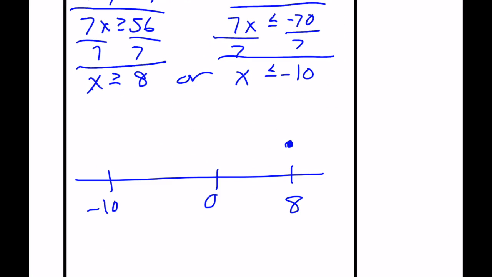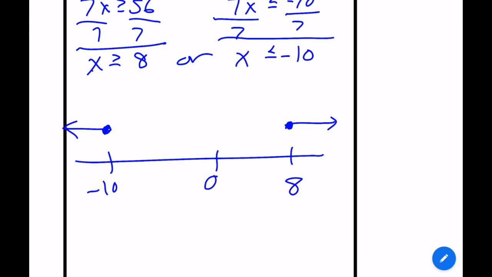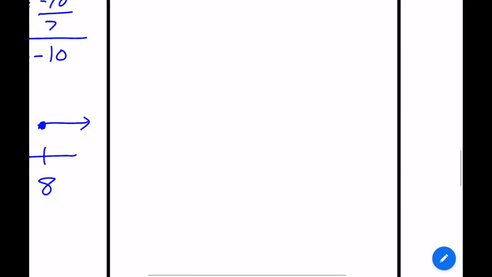Okay, we're making the graph. We've got negative 10 and 8 on the graph. Both of them are getting closed circles. 8 shades to the right, negative 10 shades to the left, and it was an OR problem, so we should be shading out. So that has confirmed that we did shade in the correct direction.